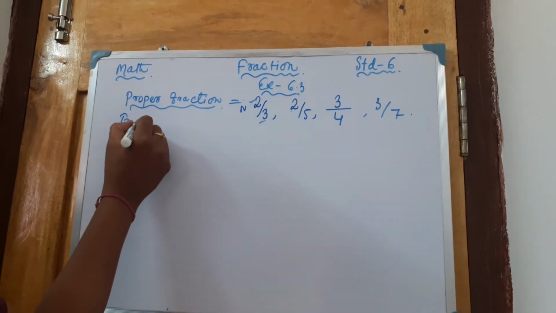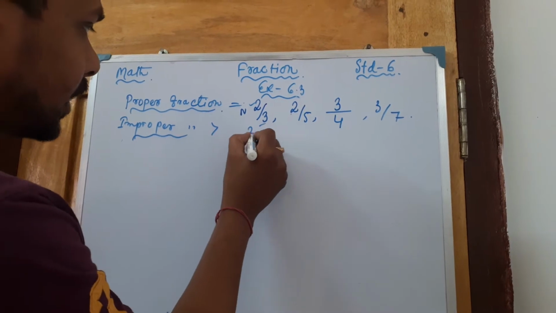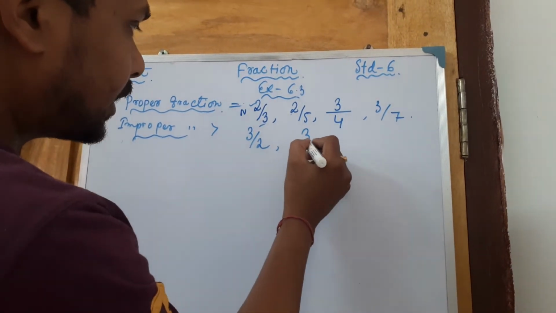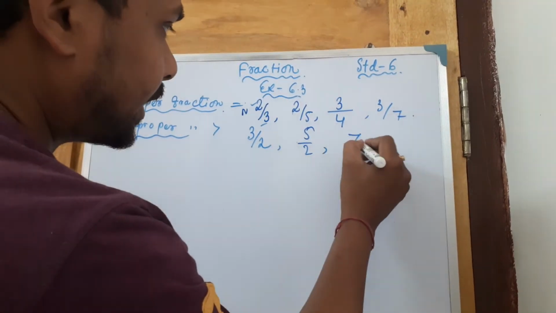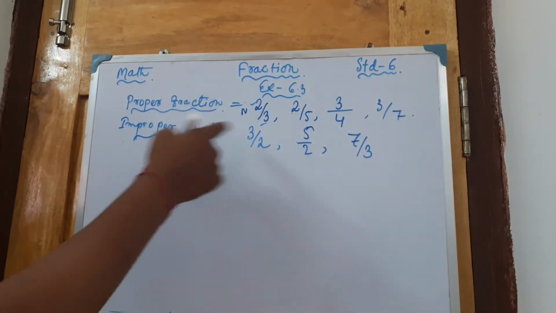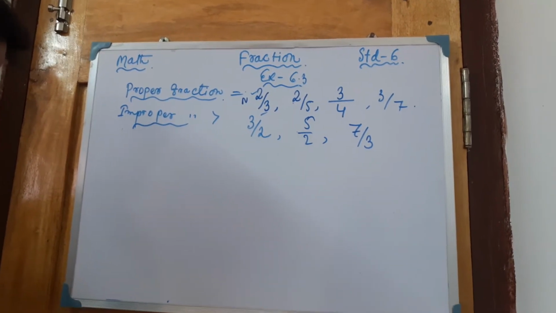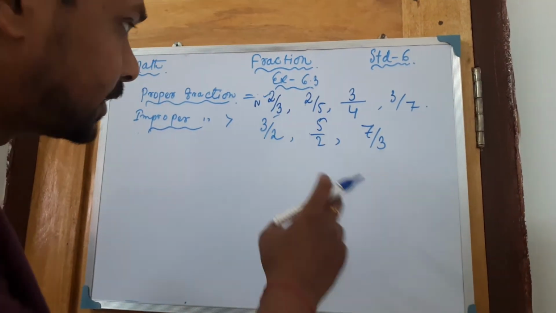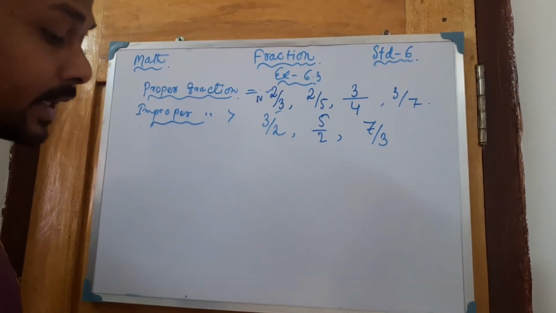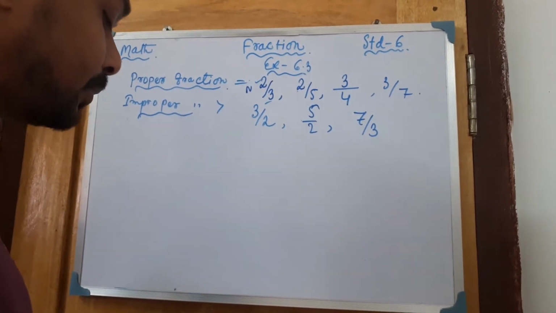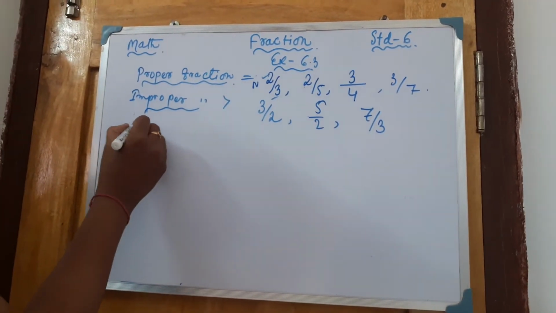So for improper, if you write down, it will definitely be just the opposite. Suppose you write down 3 by 2, 5 by 2, or 7 by 3. These are the improper fractions. The definition is that a fraction whose numerator is equal to or greater than its denominator is called an improper fraction. Okay, so these types of things are there. Next one is the mixed fraction, that you have to know.